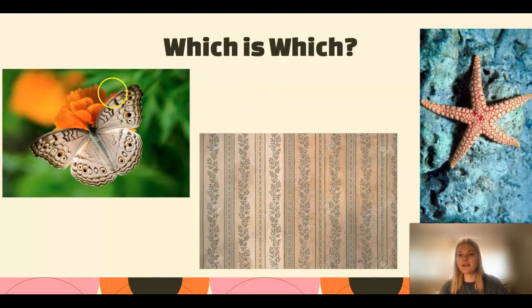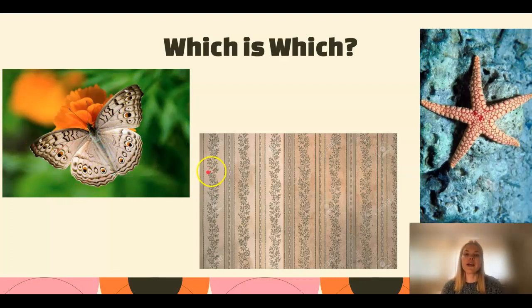All righty, friends, so let's start with the butterfly. If I were to take my little laser and draw an imaginary line right down the middle, we would have an example of reflectional symmetry because this side mirrors this side.